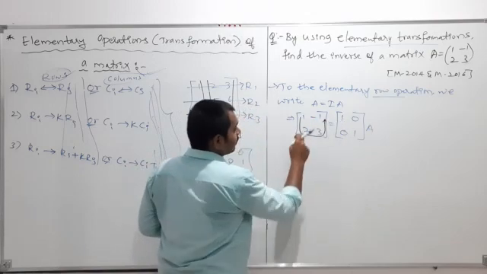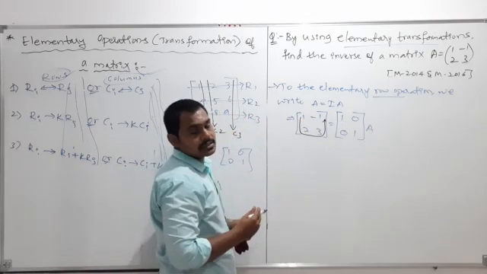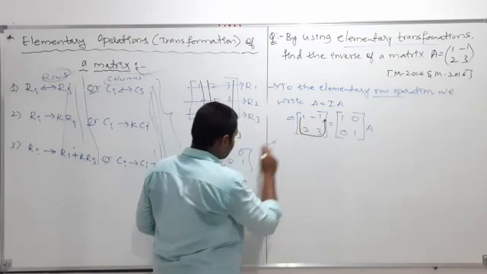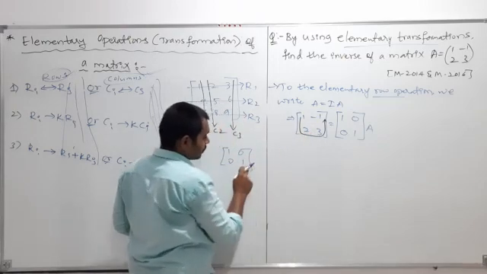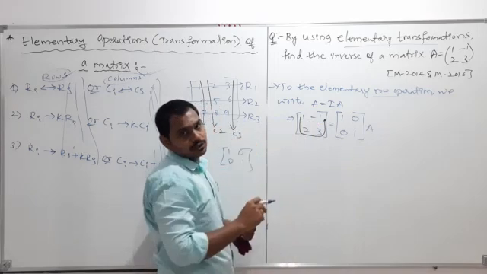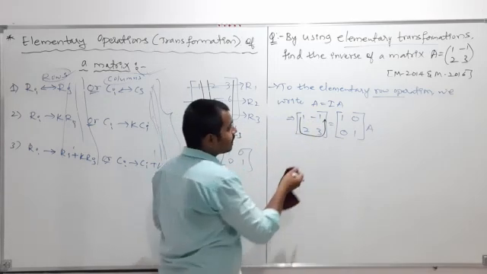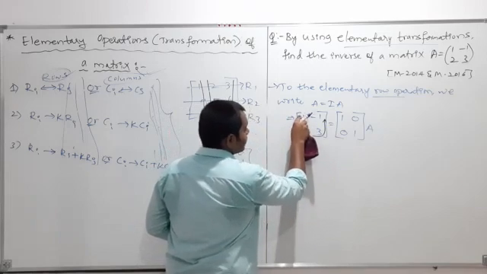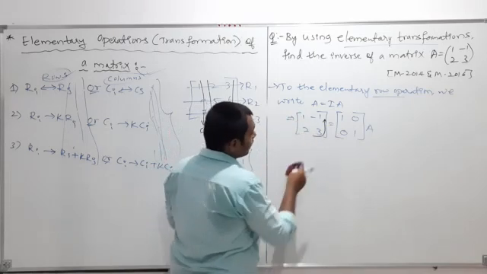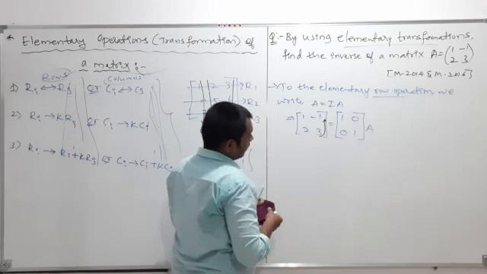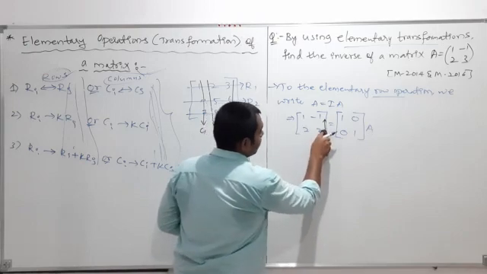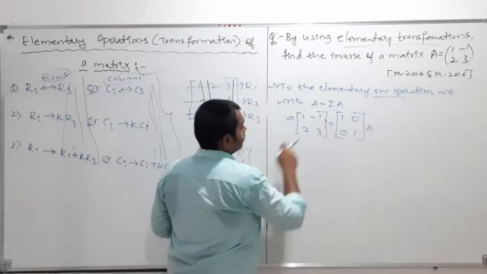Clear? It means first we should make this element as 1, next this element as 0, this element as 1, this element as 0. If you follow this pattern, then that is very useful. The simplification will be easier. So in this pattern you should convert the elements, my dear students. I hope you are getting it.